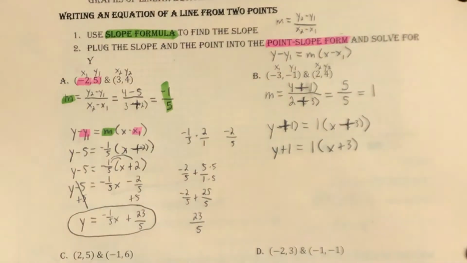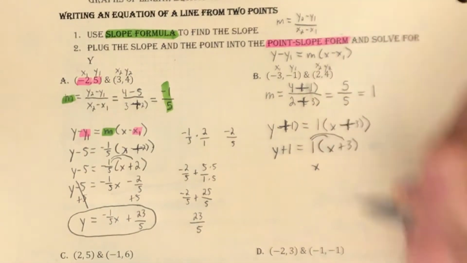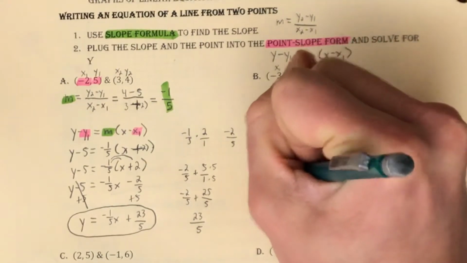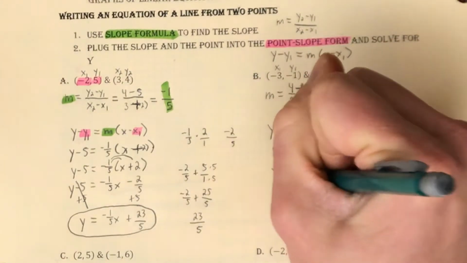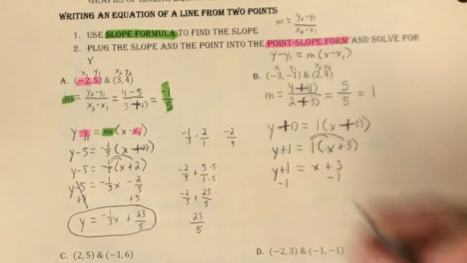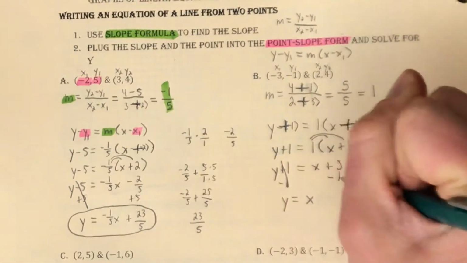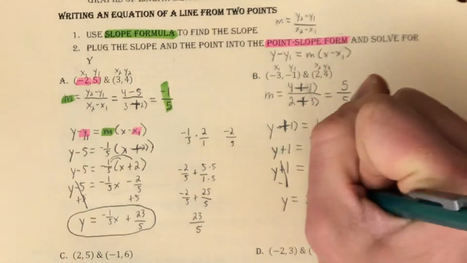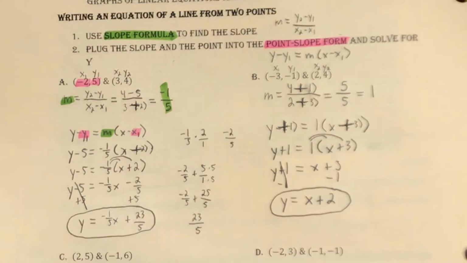Then I need to do my distribution. So 1 times x is just 1x, or I can just write x. And 1 times positive 3 is positive 3. And that's all equal to y plus 1. So last step, I need to get the y by itself, so I'm going to subtract 1 and subtract 1. So I end up with y equals x, and 3 minus 1 is 2, so positive 2. So y equals x plus 2 is my equation in slope-intercept form of my line.